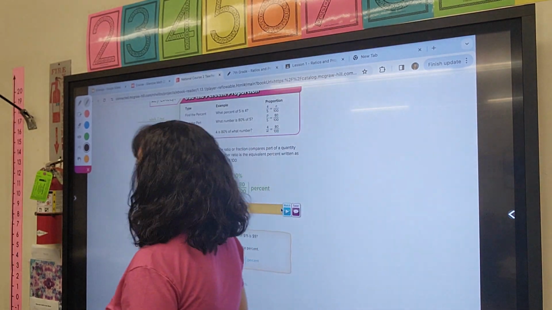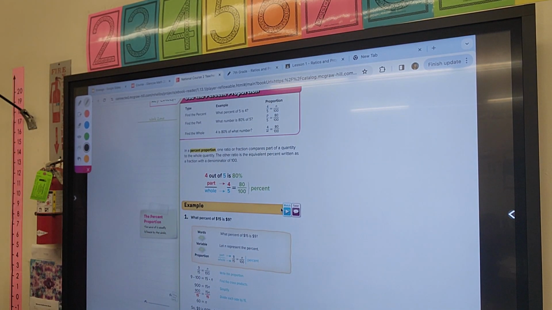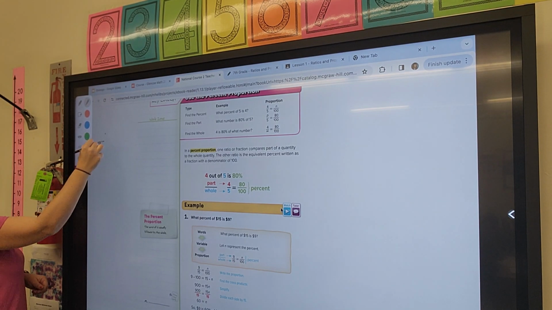Okay, so percent proportion. What I want you to write on your sticky note is part over whole.